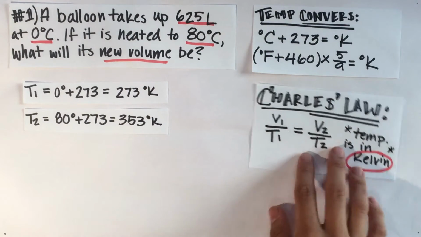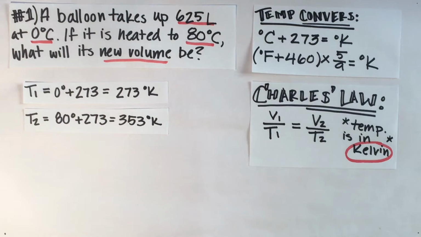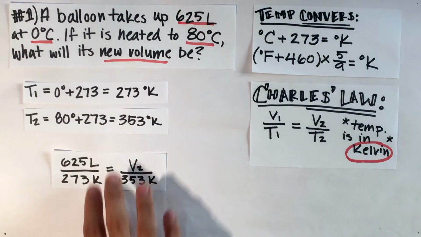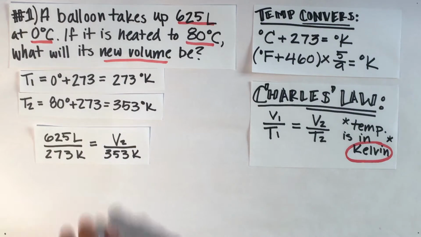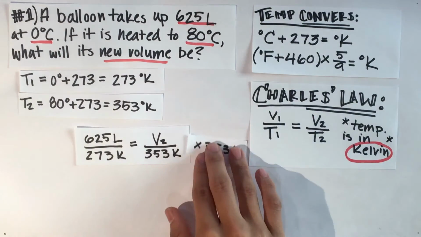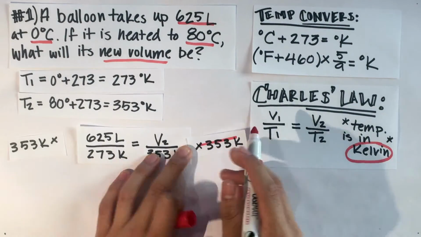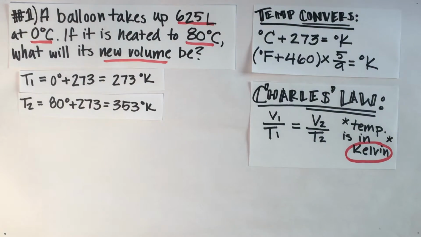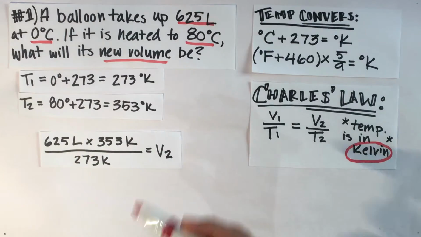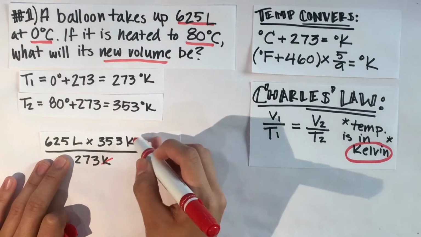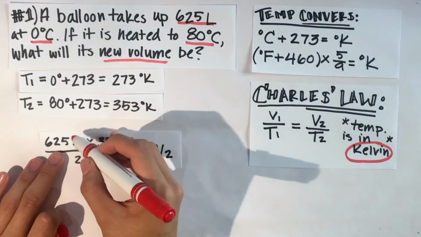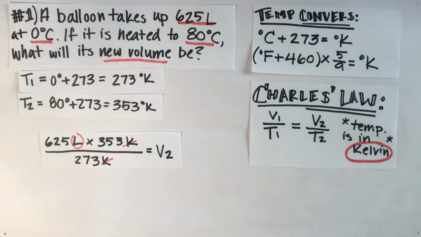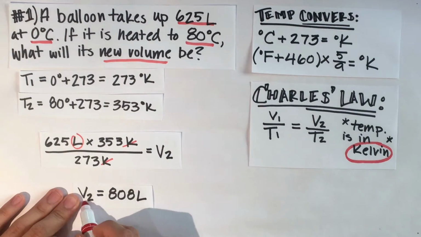Now that we have all the pieces for our puzzle, we can plug in our numbers for the equation. Now that we have our equation written out, we can start solving it with algebra. The first step is to multiply both sides by 353 Kelvin. On the right side, both of the Kelvin get canceled out. Here we rewrote the equation with what we have left, and so we cancel out the Kelvins, which tells us that we need to use liters in our final answer, which is 808 liters.